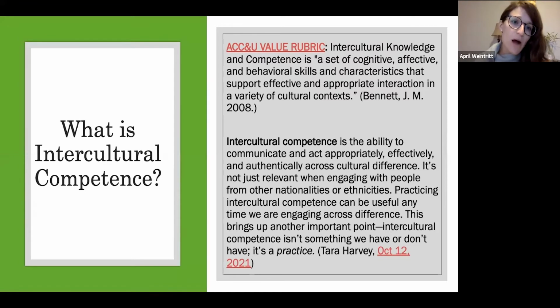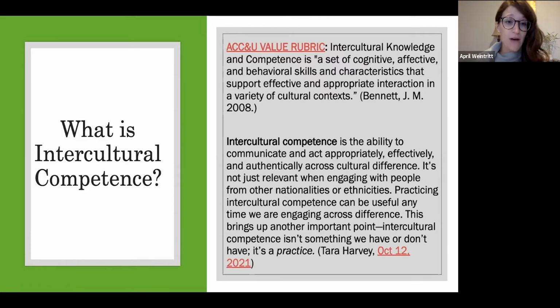But another one you probably want to keep in mind is the one that the AAC&U VALUE rubric is using, which comes from Bennett. Intercultural knowledge and competence is a set of cognitive, affective, and behavioral skills and characteristics that support effective and appropriate interaction in a variety of cultural contexts. This is important because it's what the VALUE rubric is based off of.